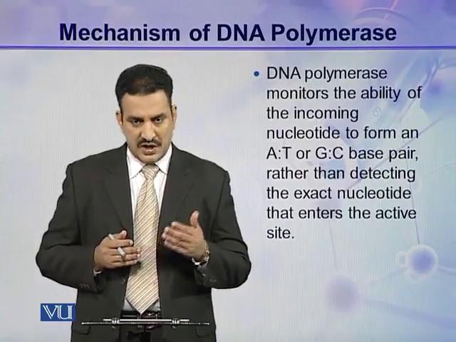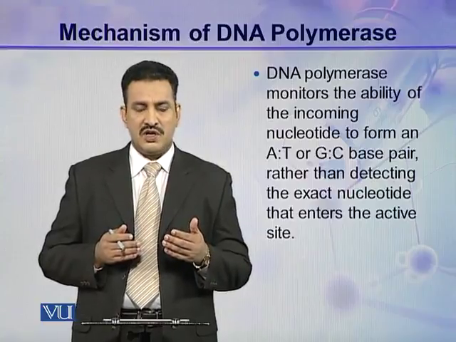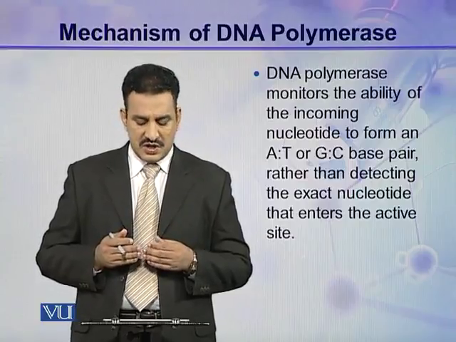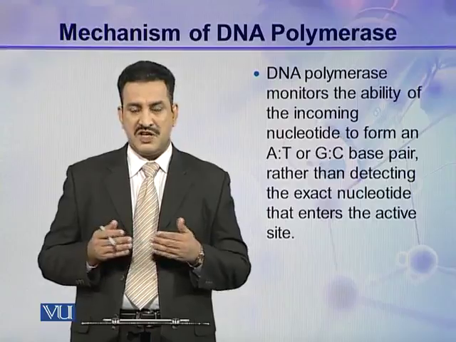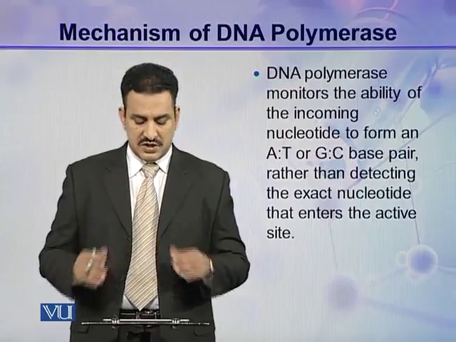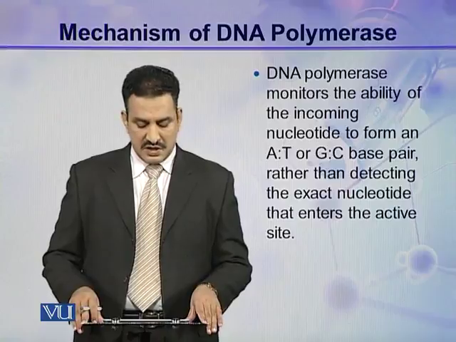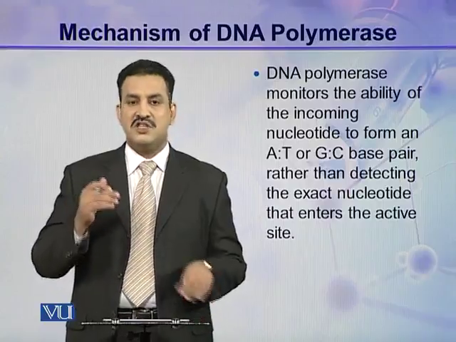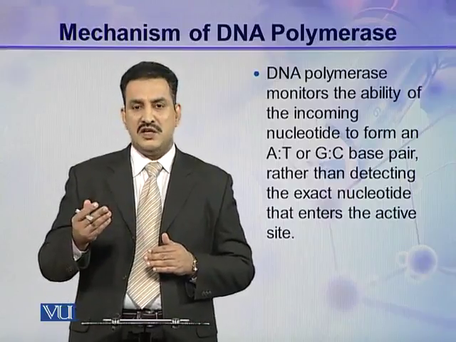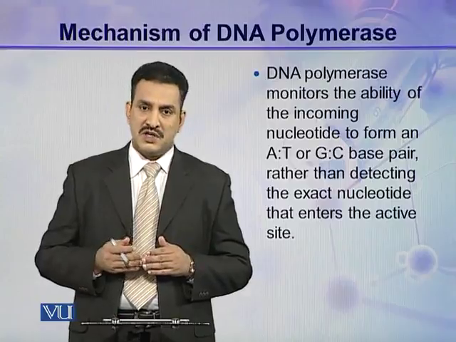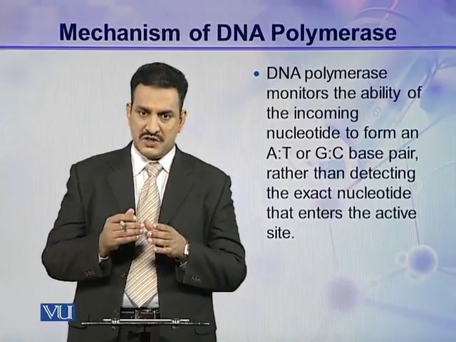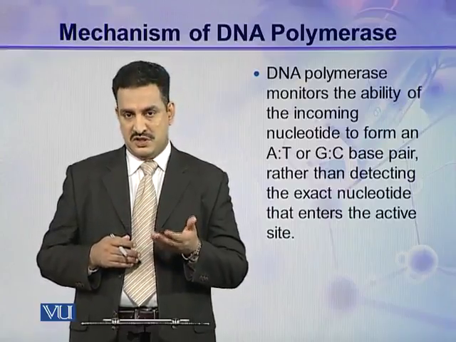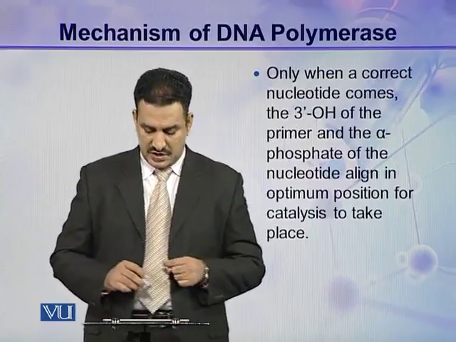For example, A will only base pair with T, and G will only base pair with C. So this is correct base pairing, and this is monitored by this DNA polymerase, and it doesn't detect the exact nucleotide that enters the active site. So any of the 4 dNTPs can come to the active site, but only the right dNTP will be added to the existing chain of the DNA.